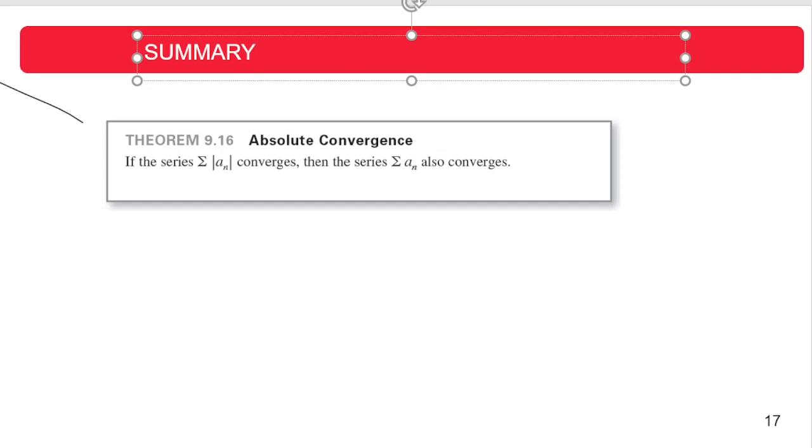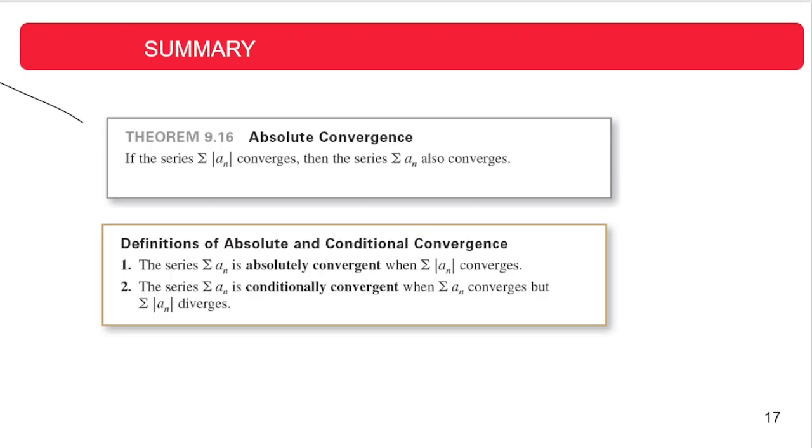So in summary, we can say that if the series summation of absolute value of a sub n converges, then the series summation of a sub n also converges. Also, by definition, the series summation of a sub n is absolutely convergent when the summation of the absolute value of a sub n converges. And second, the series summation of a sub n is conditionally convergent when the summation of a sub n converges, but the summation of the absolute value of a sub n diverges.